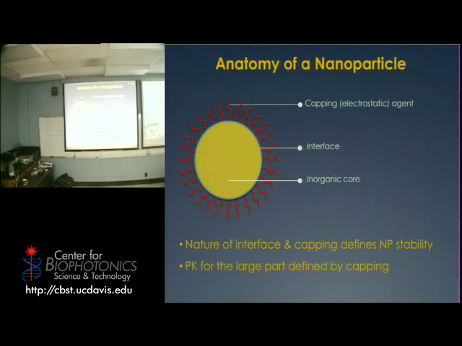So you have an inorganic core, say gold, again for the sake of talking. You have a surfactant, which is also called a capping agent, which is the one that essentially prevents the particles from crashing out and keeps them suspended. And you have an interface. And the interface is essentially the part that links the surfactant to the inorganic core.